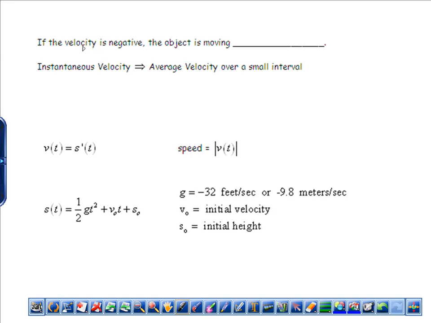derivative. So one thing to note here, I think everybody in physics knows this, but if the velocity is negative, the object is moving down. You could say in an opposite direction. In this case, though, the direction would be down. Instantaneous velocity, average velocity over a small interval, and below this instantaneous, I want you to write tangent line.